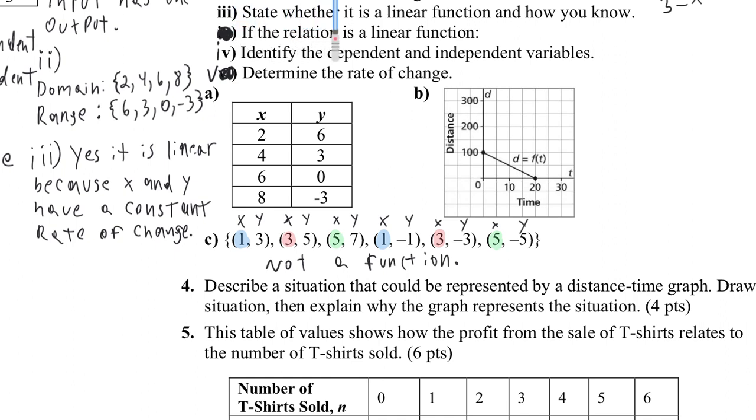If the relation is a function, state the domain and range. Well, since it's not a function, we don't need to do that. State whether it is a linear function and how you know. But again, since it's not a function, we can't state that. If the relation is a linear function, state the dependent and independent variables. Again, we cannot do that. And we cannot determine a rate of change because this is not a function. So all we need to do for C is write not a function because we have repeats in the x value.